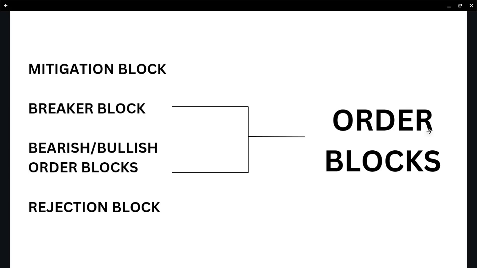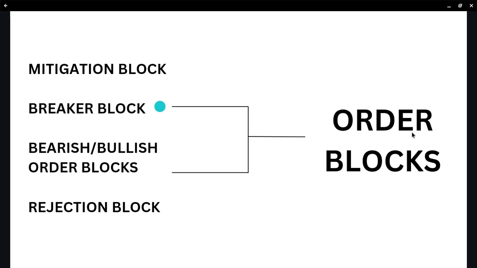Now, a summary of the PD array matrix. We have the mitigation block, rejection block, bearish and bullish order block, and breaker block, also bearish and bullish. Correct? All these are order blocks. Know this, all these are some type of order block.